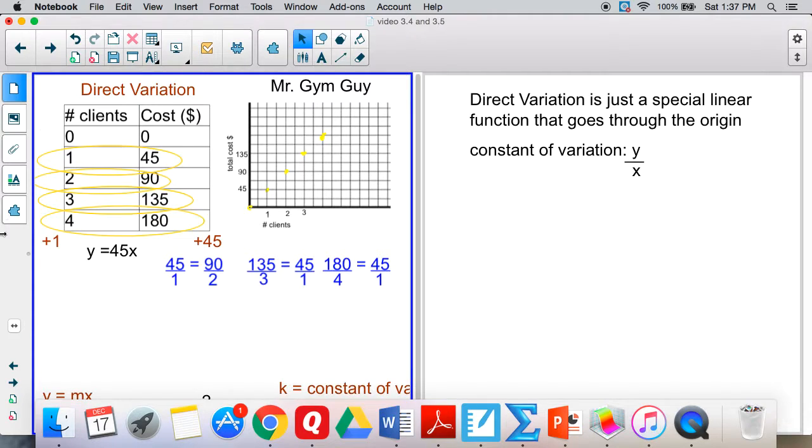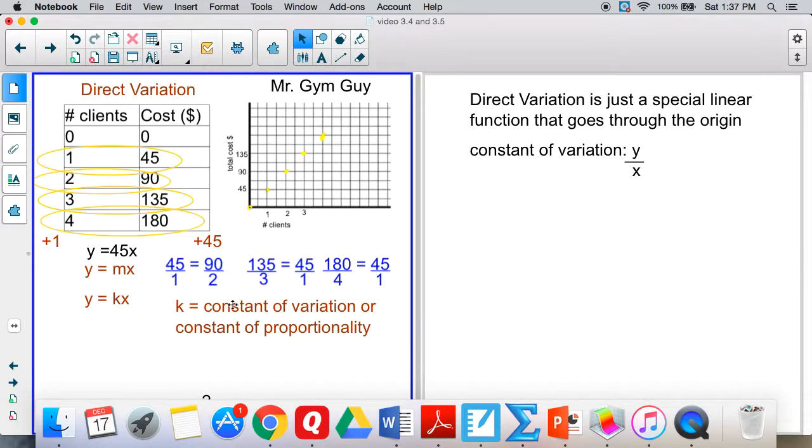So besides seeing that the y-intercept is 0, so if we were to write this in slope-intercept form, we'd write it as y equals mx. We also see that that slope is the same as the constant of proportionality or constant of variation. So the slope gets a special name. We call it k because it's a special type of linear function. And remember that k is just the constant of variation or the constant of proportionality, and it's just the slope.